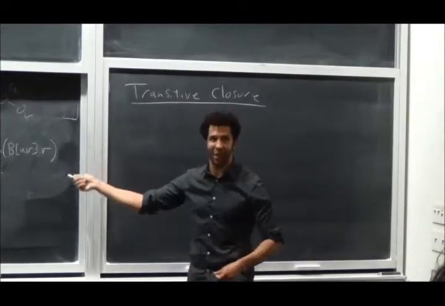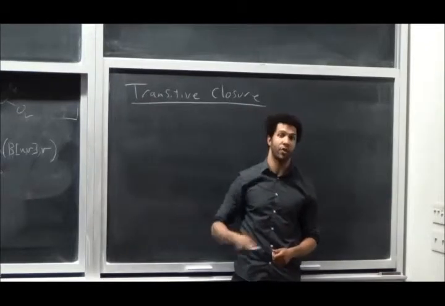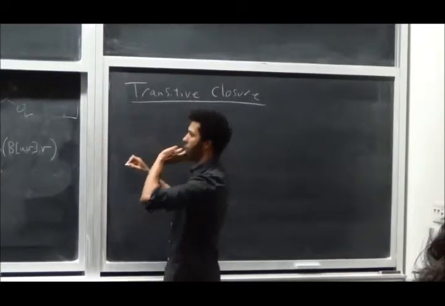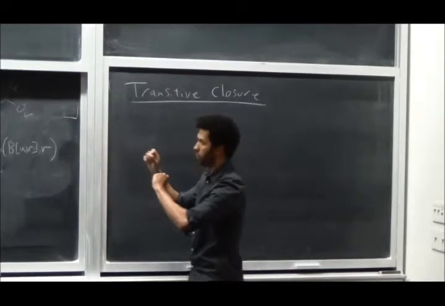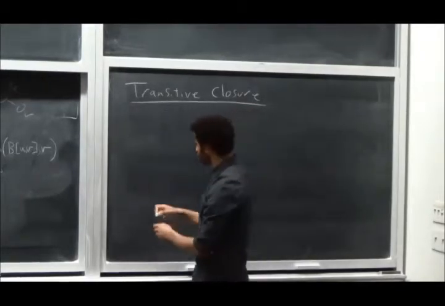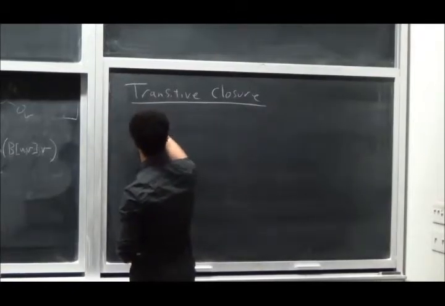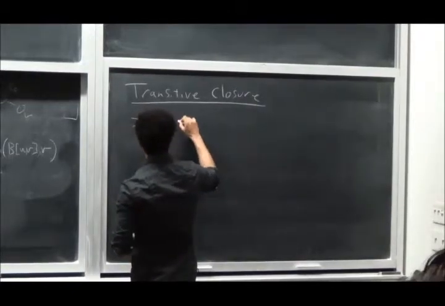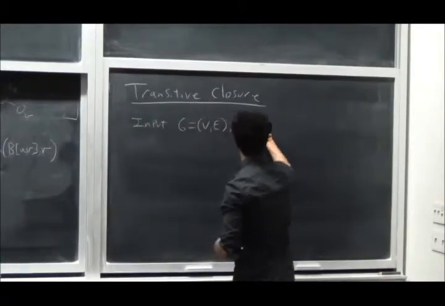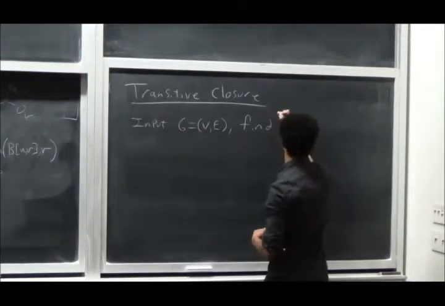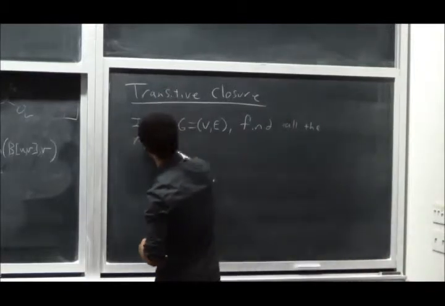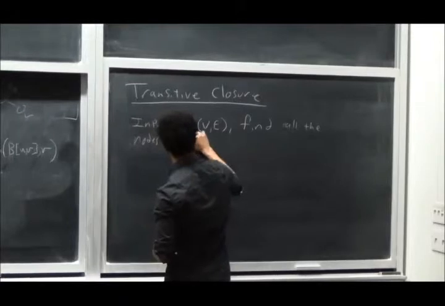So it turns out that we can execute this algorithm, we can find whether or not a path from U to B exists, using this path algorithm, in O(n^3), and in O(n^2) we can represent it. So the problem is, given an input graph, find all the nodes that are connected.